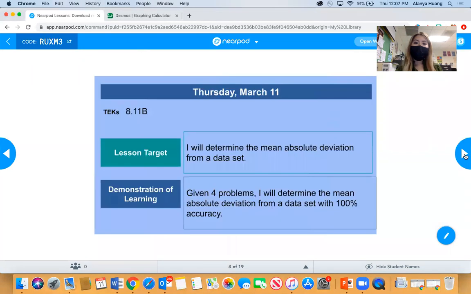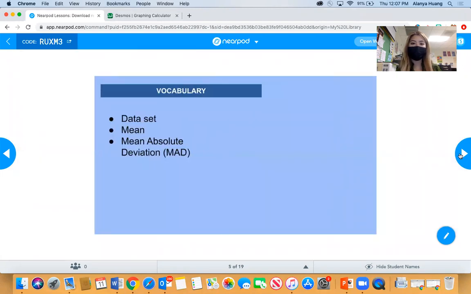Our TEK for today is 8.11b. Our lesson target is: I will determine the mean absolute deviation from a data set, and we'll answer 4 problems on Google Forms for our DOL. The vocab words to go over today are data set, mean, and mean absolute deviation.